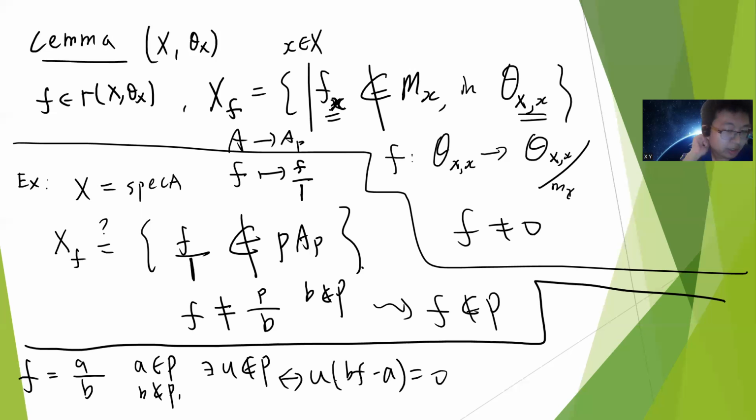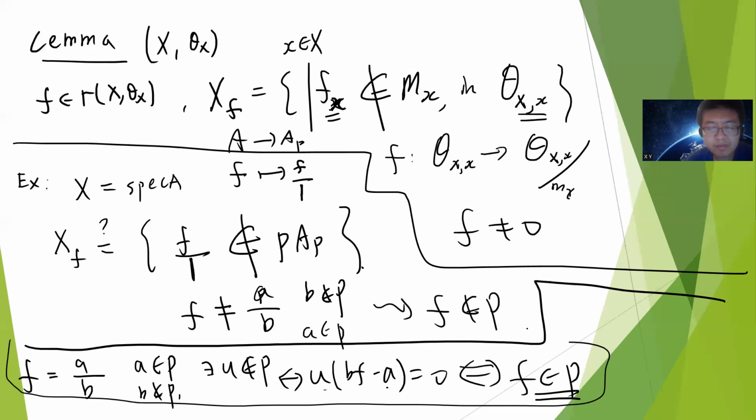And right, so now ua belongs to P, right? Because a belongs to P, but b does not belong to P, and u does not belong to P, right? So if this equation is true, then it must prove that f belongs to P. So if f cannot be equal to a divided by b, with b not in P and a in P, then it must have f not in P. So this is the proof. But f not in P is the distinguished open set containing the point represented by f, right? So this is exactly D of f.